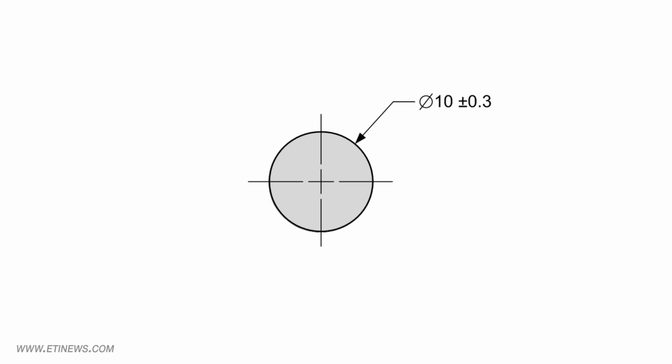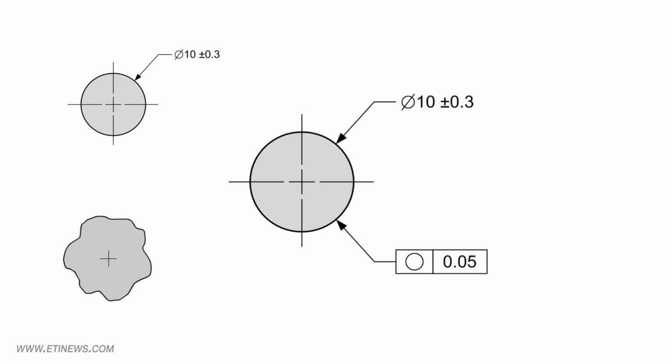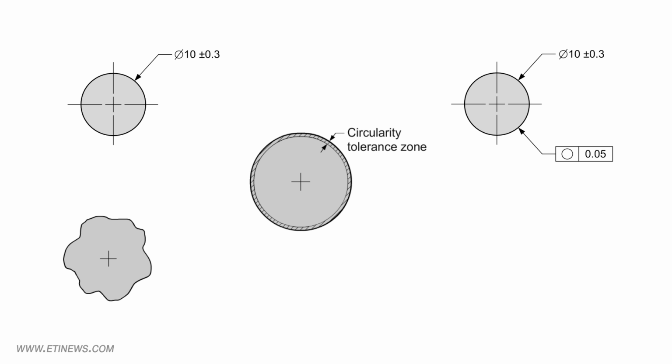The drawing shown is dimensioned with a size tolerance. The allowable roundness deviation for this part is based on the value of the size tolerance. This part is similar, but with the addition of a circularity tolerance. The circularity tolerance limits the roundness deviation to a smaller tolerance zone. The tolerance zone size is based on the function of the part.